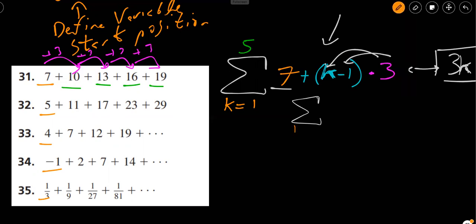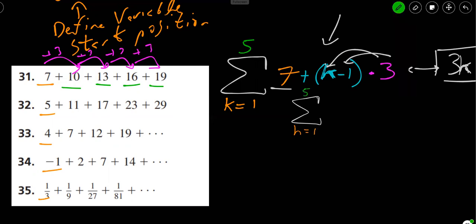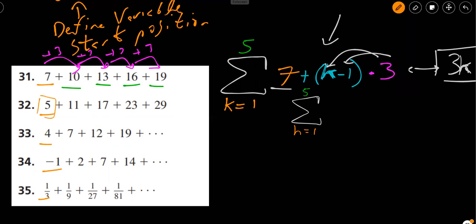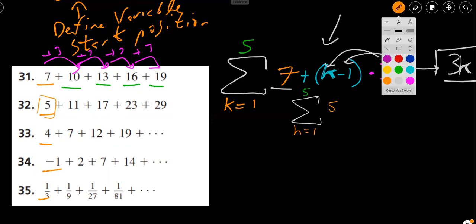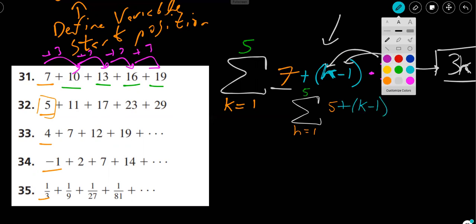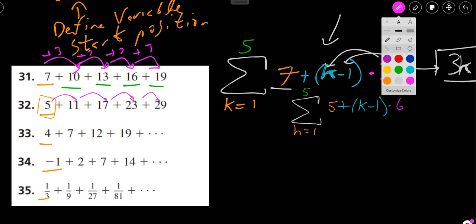Okay, so let's say on this one, my variable is h. Let's start in the first position. I'm going to go again to the 5th position. And this time I've got 5, 11, 17, 23, 29. Well, again, I can take that A1 value, which is 5, and then set up the rest of the equation. The number of steps, and it looks like my difference this time is I'm adding 6. So I'm adding 6 each time, so I'm going to be multiplying by 6.